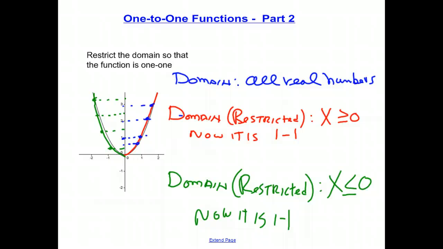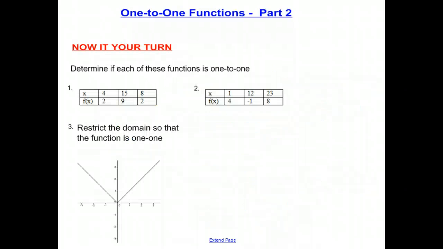And so now it is your turn. So there are 3 problems here. The first 2 are determine if each of these functions is one-to-one. I give you 2 tables, one here and one here. And finally, I give you a function down below where I ask you to restrict the domain so that the function is one-to-one. If you have any trouble with this, just go back, rewind the screencast, see how we do this, and hopefully that'll help you.